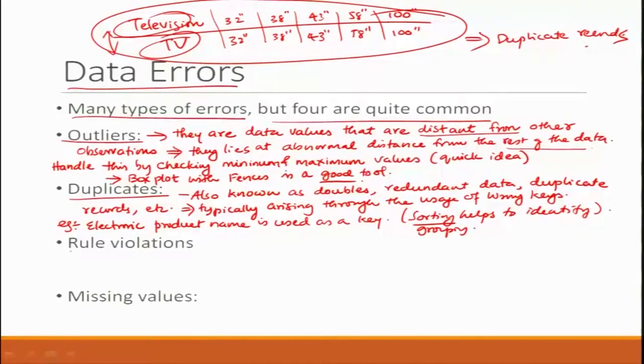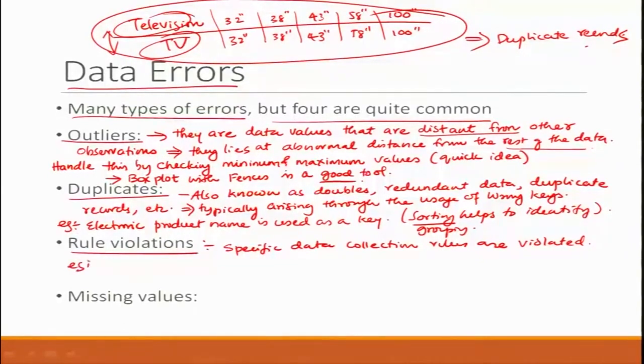So, then the third one we can talk about is rule violations, where specific data collection rules are violated. It can be due to many reasons, sometimes instrumental error and other things. But think about a situation, and I'll give you an example, where you are storing the temperature data of a furnace.